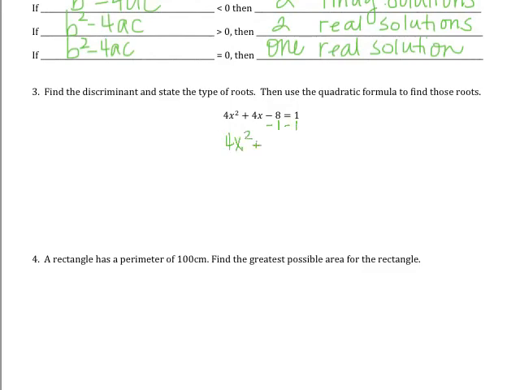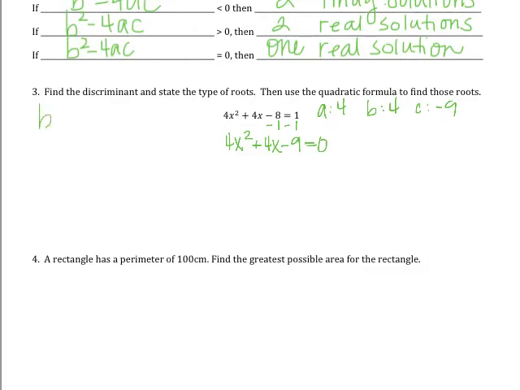So I get 4x squared plus 4x minus 9 equals 0. And let's identify a, b, and c. A is 4, b is 4, c is negative 9. And let's find the discriminant first.